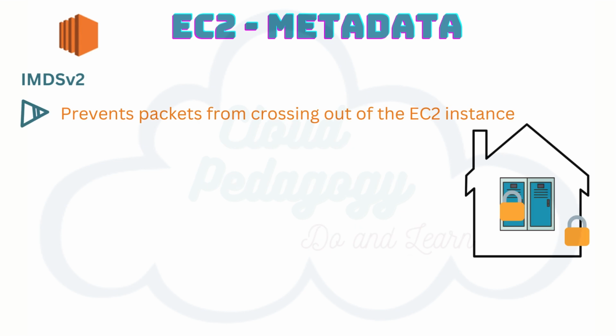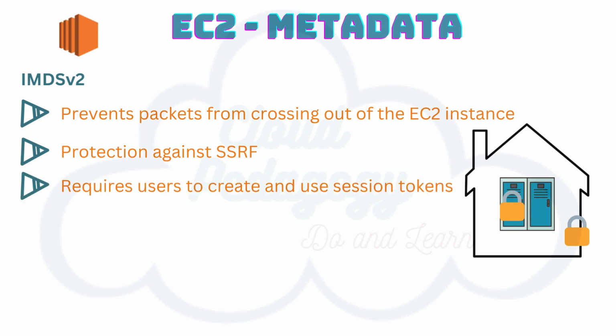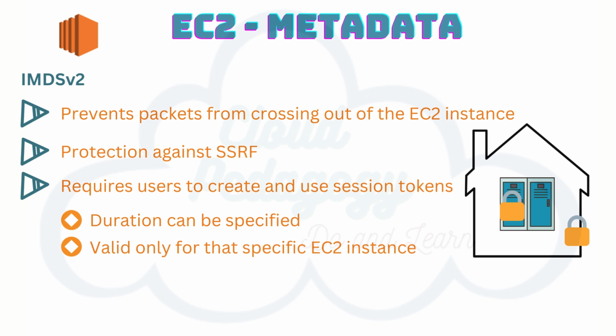But that's where IMDSv2 comes into the picture. This prevents packets from crossing out of the EC2 instance. The IMDSv1 requests are not authenticated and are susceptible to SSRF attacks. But the newer version, which is IMDSv2, adds protection against SSRF. IMDSv2 also requires users to create and use session tokens. So while establishing a session, users can specify the session duration. The longest allowed session duration is 6 hours. These session tokens are valid only for that specific EC2 instance.